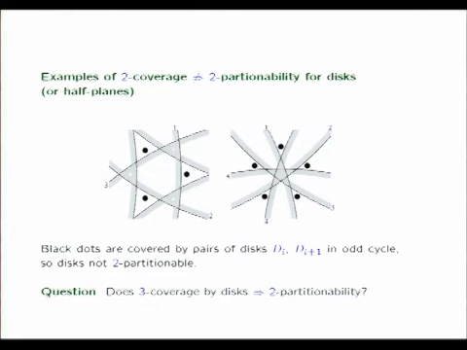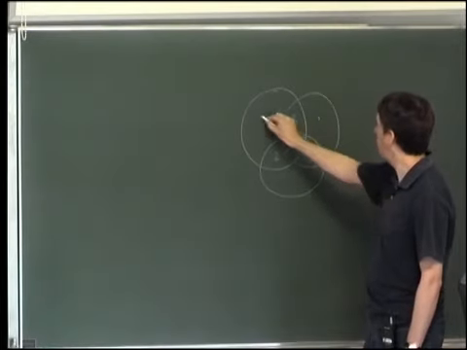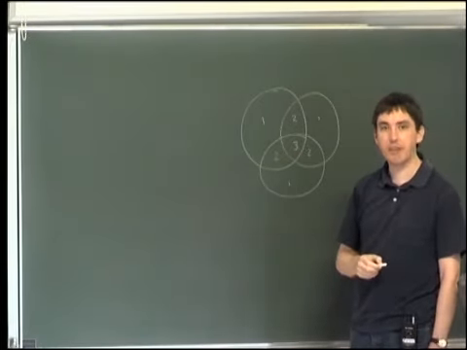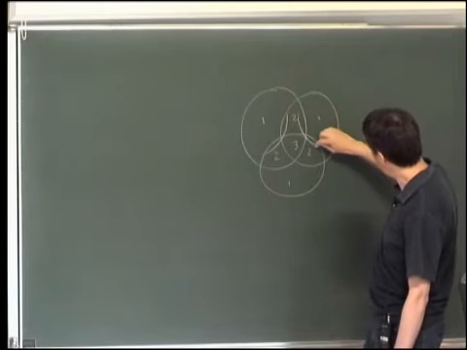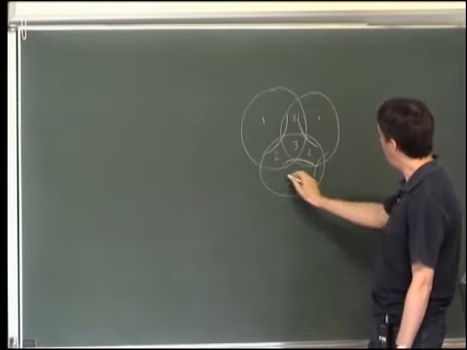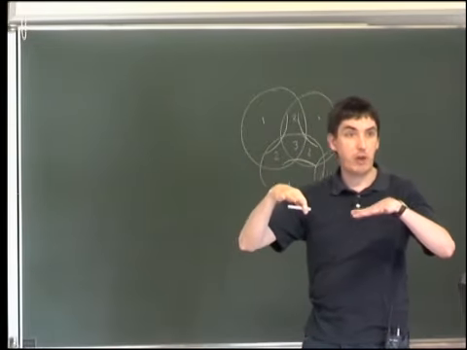So here's the obvious example. I'll draw this. It's on the board. It's on the screen as well, but I'll just draw it to give a quick idea of how you get 2 coverage, but not 2 partitionability, with disks. Well, if you just take 3 disks like this, how are they covered? This is covered 3, 2, 2, 2, 1, 1, 1. Okay, that's the coverage. Now, if you were to sneak some disks over in here, here, and here, and then put loads of disks on the outside, away from this region, you could bump up the coverage to 2 everywhere.